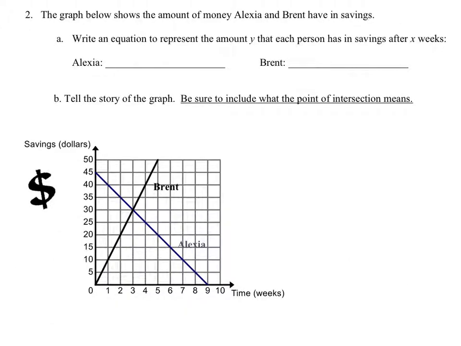The graph below shows the amount of money Alexia and Brent have in savings. Write an equation to represent the amount that each person has in savings after x weeks. Okay, well, there's a couple things on this. We got two lines. Brent's line. Alexia, her line is going downwards.